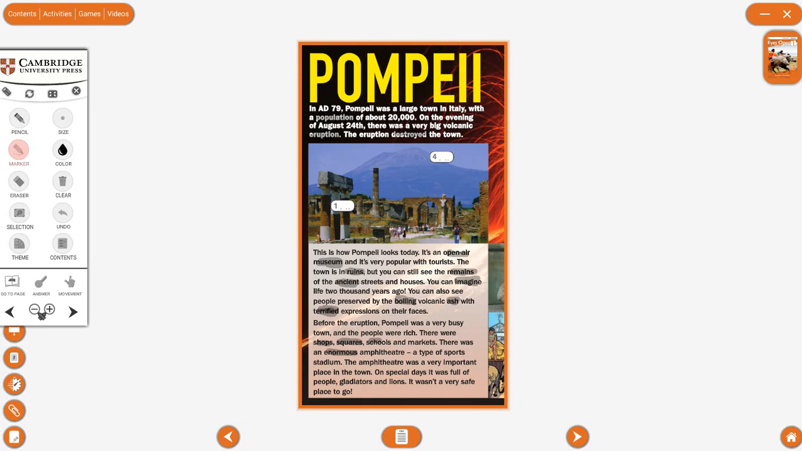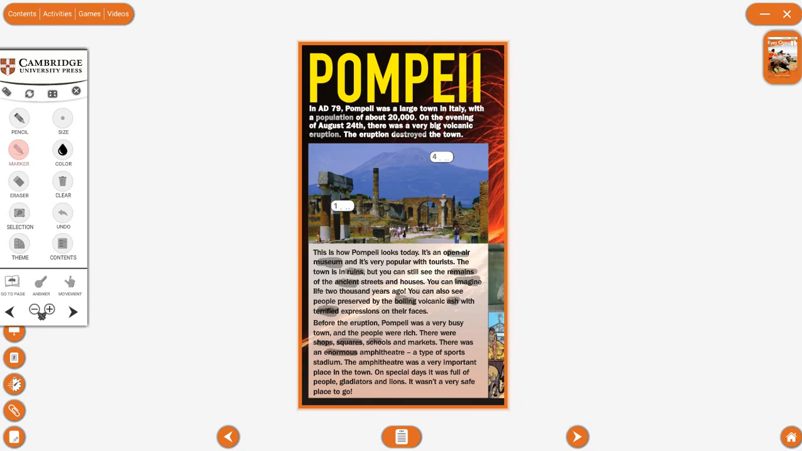Enormous means in Turkish, kocaman, çok büyük. Please write the meaning of enormous. A type of sports stadium. The amphitheater was a very important place in the town. On special days, it was full of people, gladiators, and lions. It wasn't a very safe place to go.